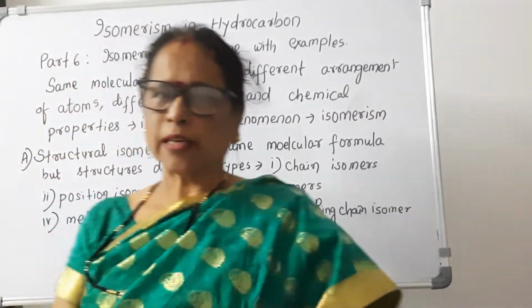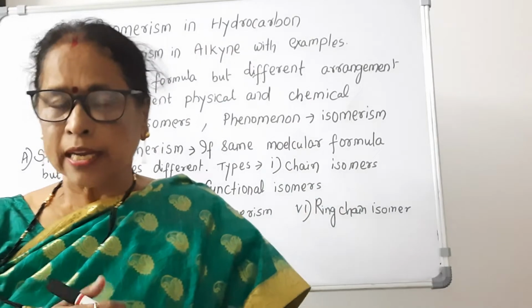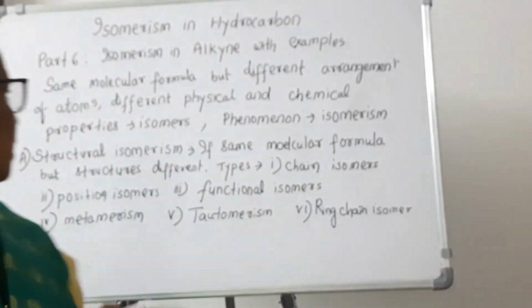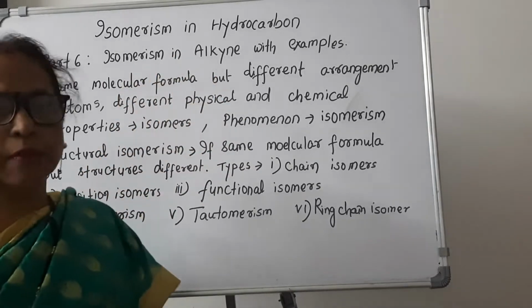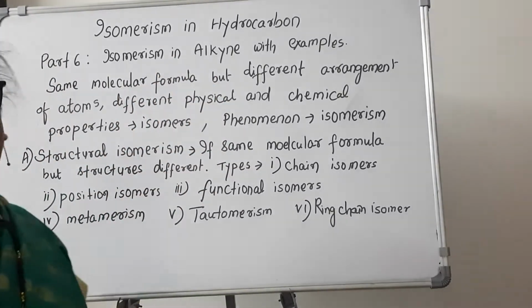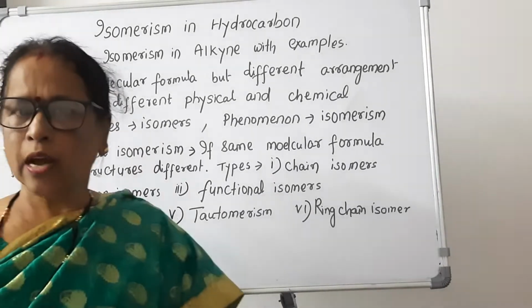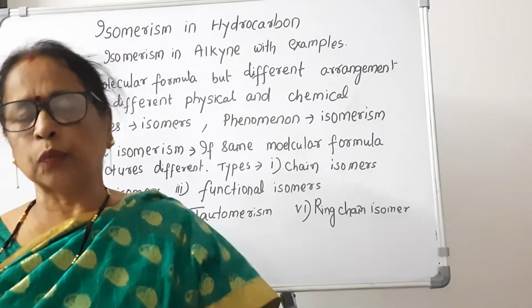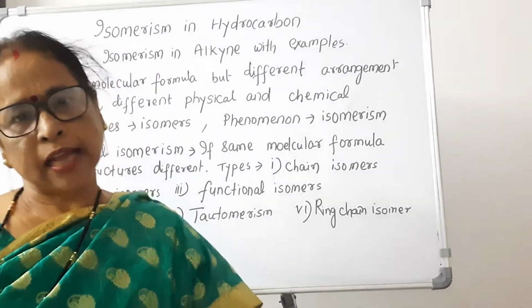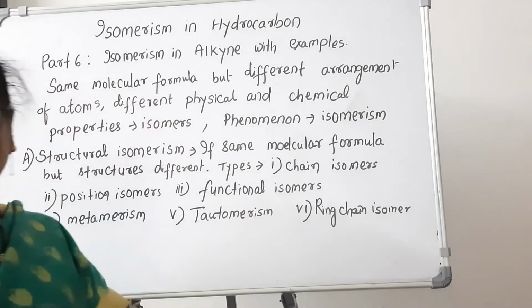Now I am going to explain the chapter isomerism in hydrocarbon. This is part 6, where I am going to explain isomerism in alkynes with examples. Before that, in parts 1 to 5, I explained isomerism in alkanes and alkenes with different important examples. Now you can see isomerism of alkynes with examples.